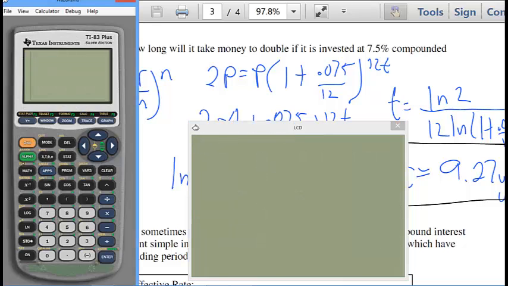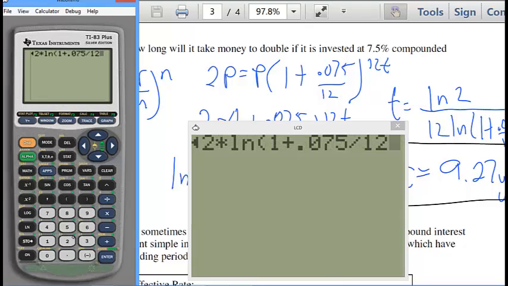Alright, so I went ln, so there's an ln button, 2, divided by, and then I'm going to open parentheses, 12 times ln. And notice when you did ln, another set of parentheses pops up, so it's telling you what's inside the ln. In our case, it'd be 1 plus 0.075 divided by 12.